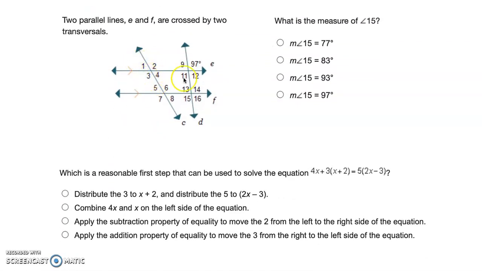Two parallel lines, E and F are our parallel lines. Notice those are the ones with the marks right there. They're crossed by two transversals. What is the measure of angle 15? So here's angle 15. We're only looking at this section right here. Well, the only angle we have is 97 degrees. And 97 degrees and angle 15 are called alternate exterior angles, and we know that they are congruent. So the measure of angle 15 must also be 97 degrees.